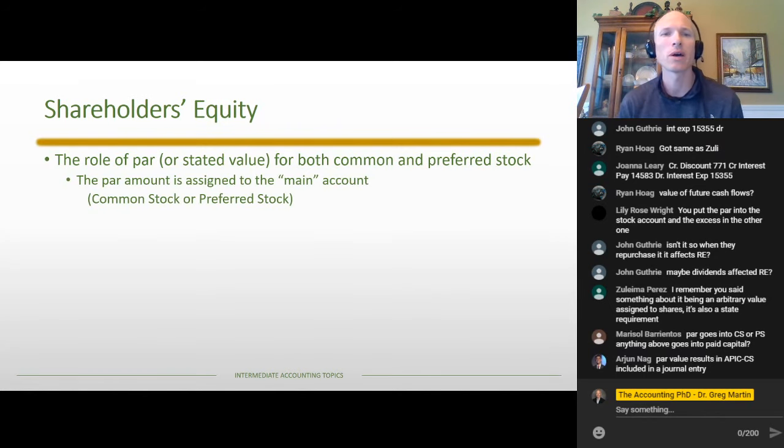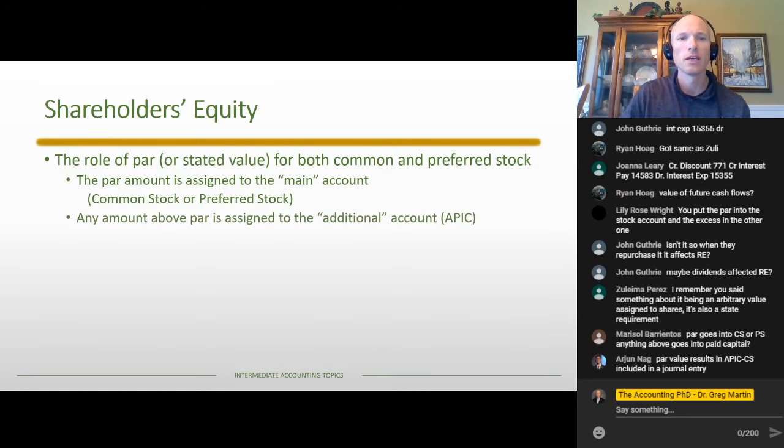Again, the par amount is the amount that's assigned to the main account, common stock or preferred stock. And then any amount above par is going to be assigned to the additional account, the additional paid-in capital, either APIC common stock or APIC preferred stock.